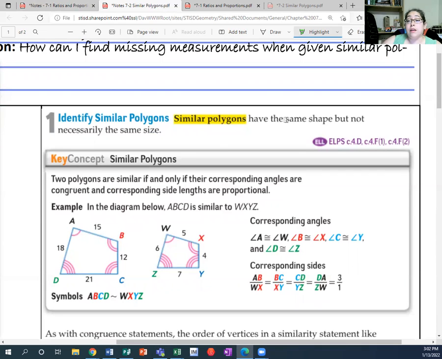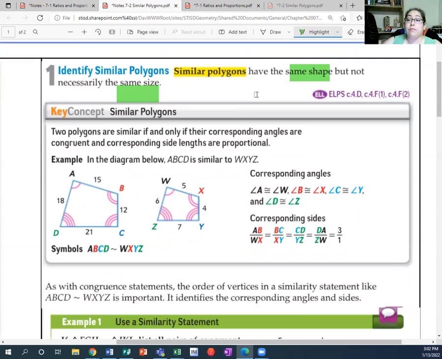Similar polygons are going to have the same shape, but they're not necessarily going to have the same size. So one might be really itty bitty and the other one might be really, really big. Polygons are similar if and only if their corresponding angles are congruent and their corresponding side lengths are proportional.